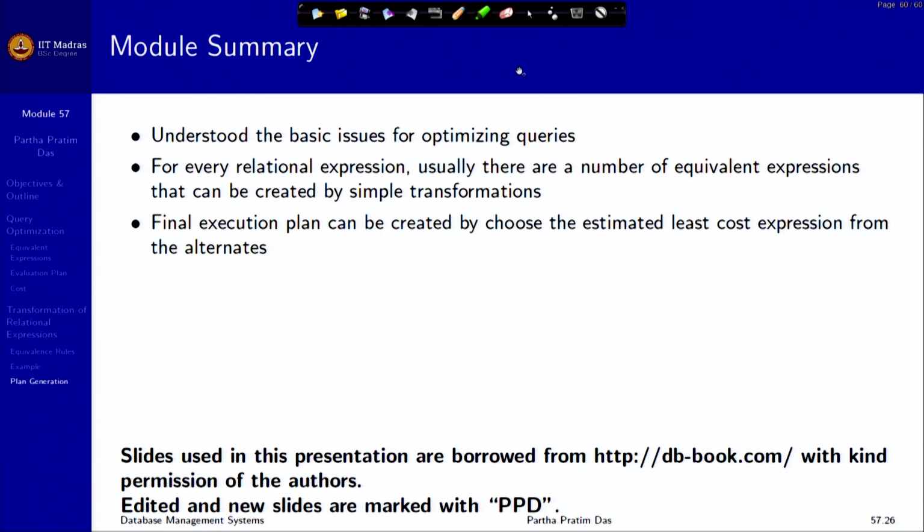So, to summarize, this is just a glimpse of optimization techniques for queries and generating a good evaluation plan for a given query.